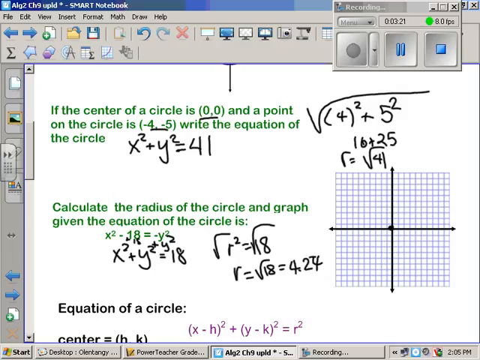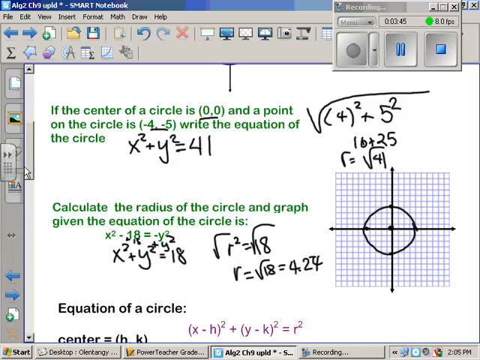So if I'm going to graph it, I know the center is at (0, 0). I know the radius is about 4 1/4. So I'm going to go over 1, 2, 3, 4 1/4, in each direction, and graph it like that. So that's what happens when we have a center at (0, 0).